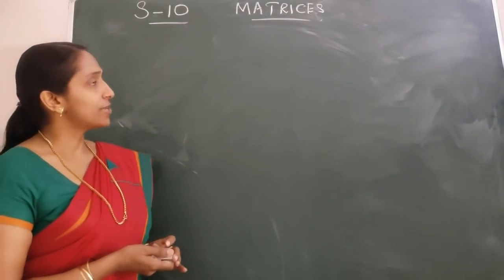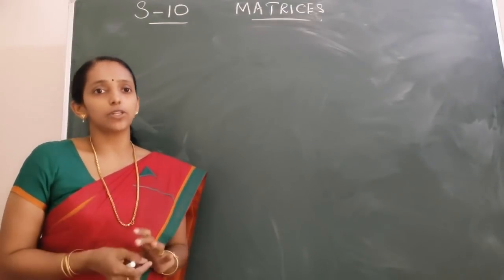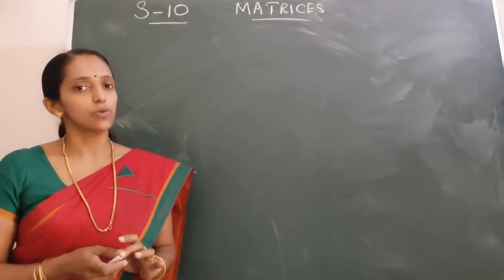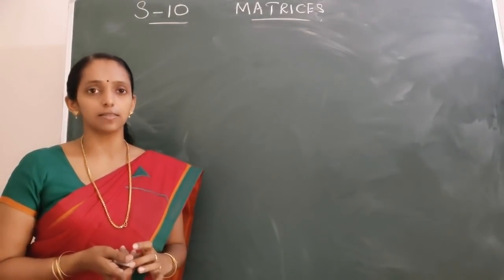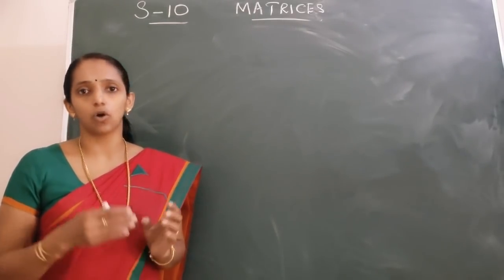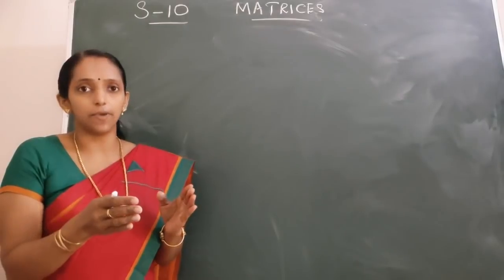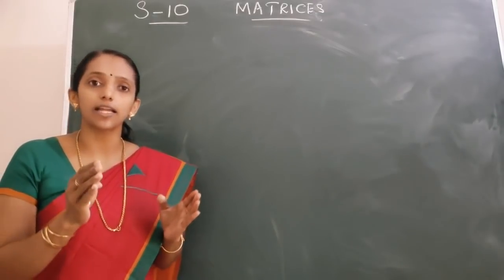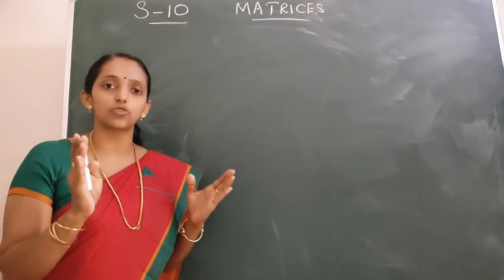Okay. Now today we are going to see a new chapter, matrices. It's a new term for you. Matrix, and the plural form is known as matrices. It means a rectangular arrangement of some elements or numbers inside a square bracket. A rectangular arrangement of numbers inside a square bracket is known as a matrix.